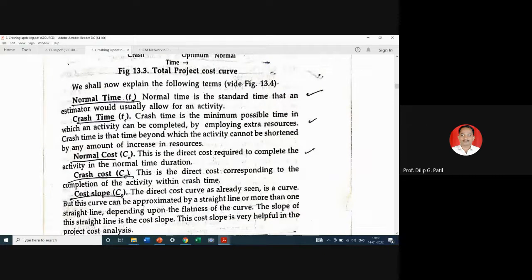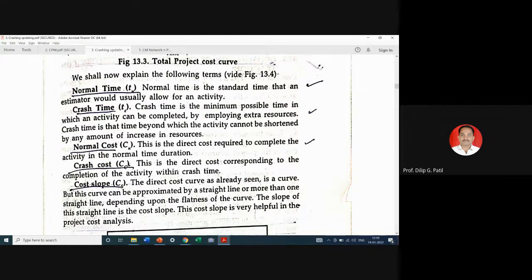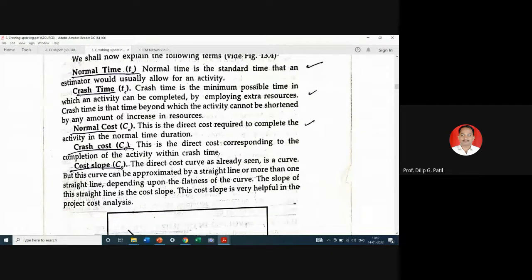Normal cost, this is the direct cost required to complete the activity in normal time duration. So प्रत्येक ऍक्टिव्हिटी कंप्लीट करण्यासाठी काहीतरी खर्च येईल, बरोबर आहे. We can add all these direct costs, and that we call the normal cost of the project. Then crash cost, this is the direct cost corresponding to the completion of the activity within crash time. So there is addition of resources, so we need to consider these expenditures also.